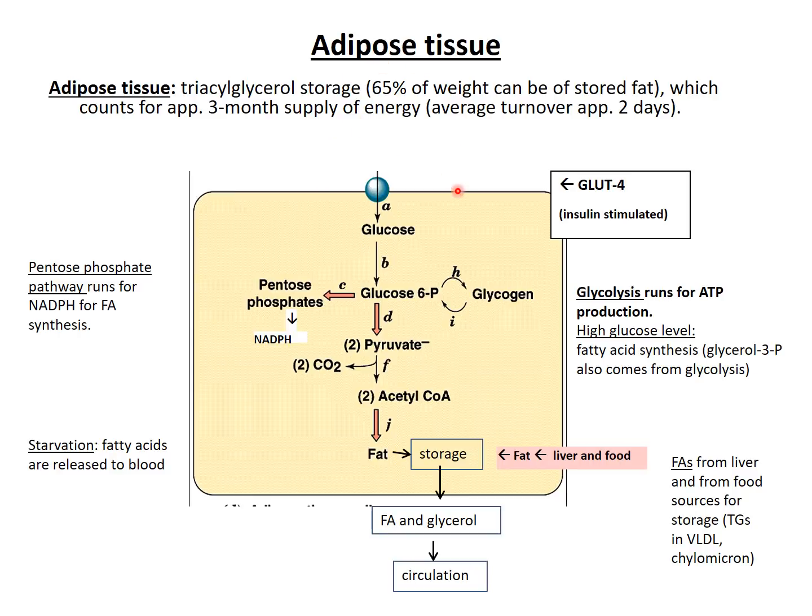So 65% of its weight may be full with fatty acids. In a well-fed individual, it is usually enough for 3 months supply of energy. But the average turnover is approximately 2 days, which means that fatty acids are taken up and stored away and utilized, released when there is a need for fatty acids by other tissues to be utilized for energy.